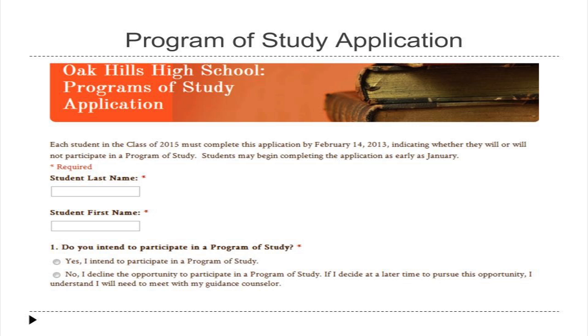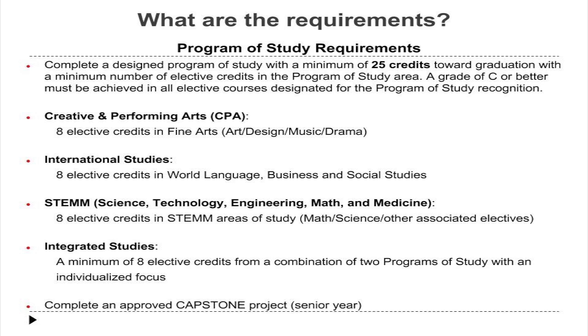This is what the program of study application looks like. It is due for sophomores on January 28th during Tartan Time. To successfully complete a program of study, you will need to complete 25 credits towards graduation, which is more than a traditional diploma. You will need to earn a grade of C or above in 8 required elective credits in the elective areas associated with your program of study. Students also need to complete an approved capstone project their senior year.